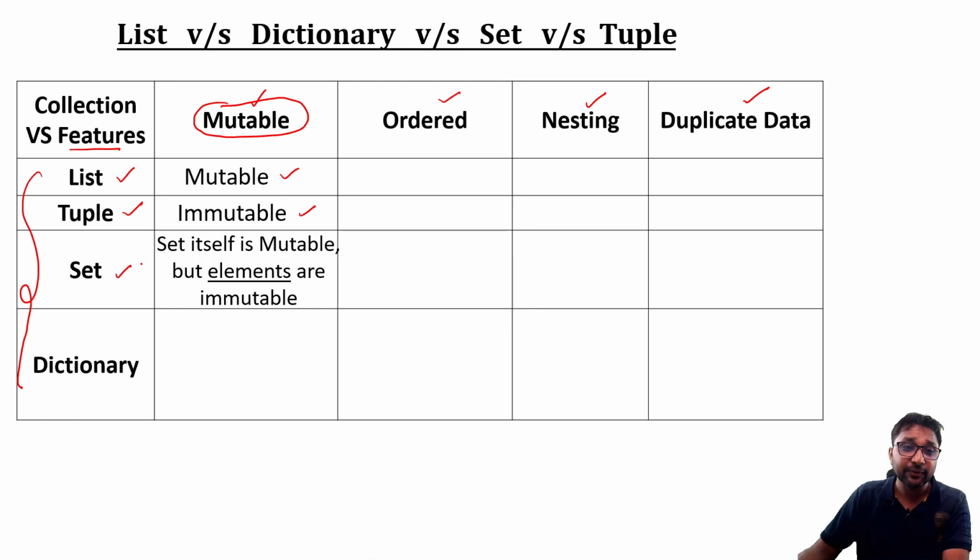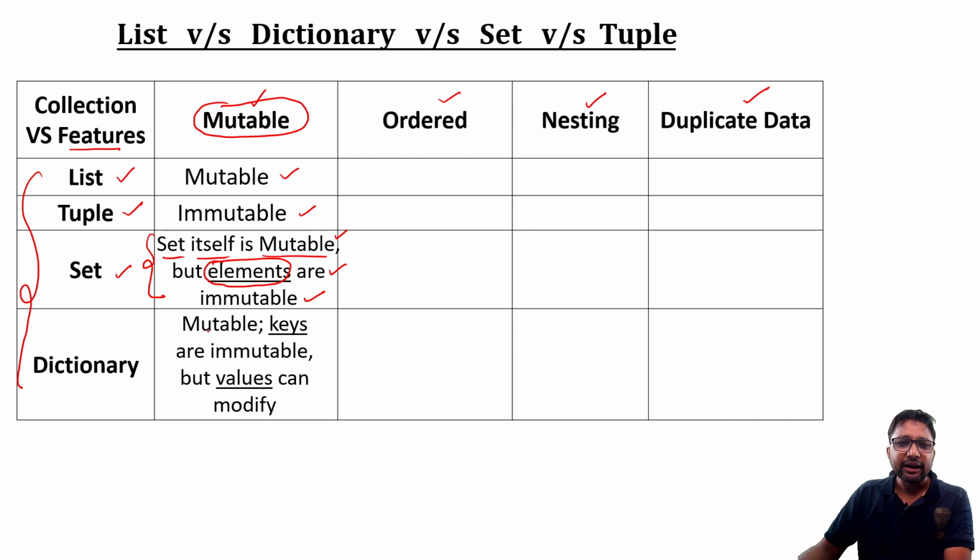Next one is the set. Set itself is mutable. Okay, what do you mean by this? Set allows insertion and deletion, but one point you need to note down is that the elements of the sets are immutable. Elements are immutable means you cannot modify the elements, you cannot change the elements. Simply, what this statement means is that set allows insertion and deletion, but modification of elements is not allowed. So simply they give us 2 statements for that.